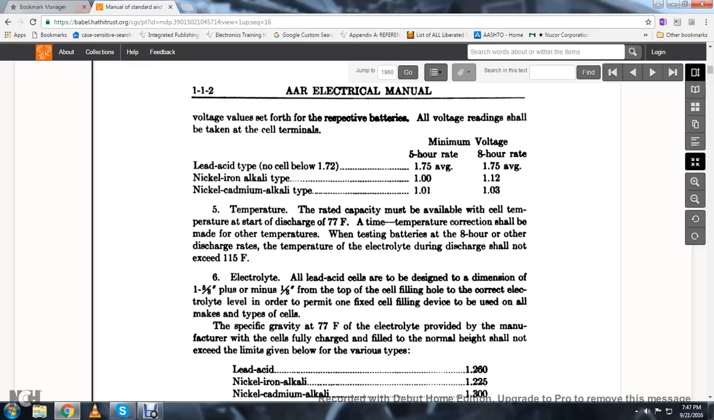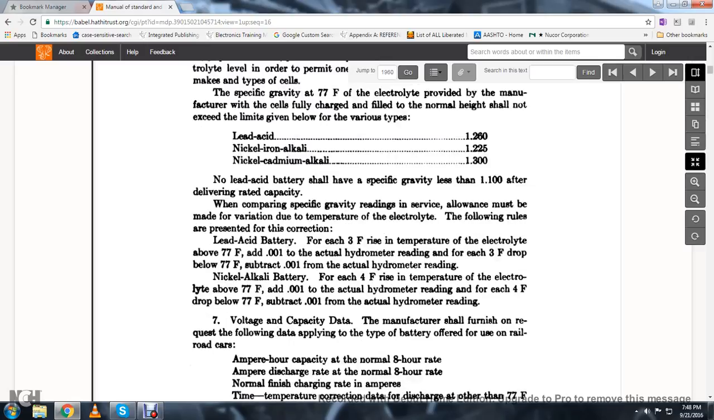Temperature. The rated capacity applies to the cell temperature as started with a discharge at 75 degrees Fahrenheit. Temperature corrections shall be made for other temperatures when testing batteries at 8 hours or other discharge rates. The temperature of the electrolyte during the discharge should not exceed 115 degrees Fahrenheit.